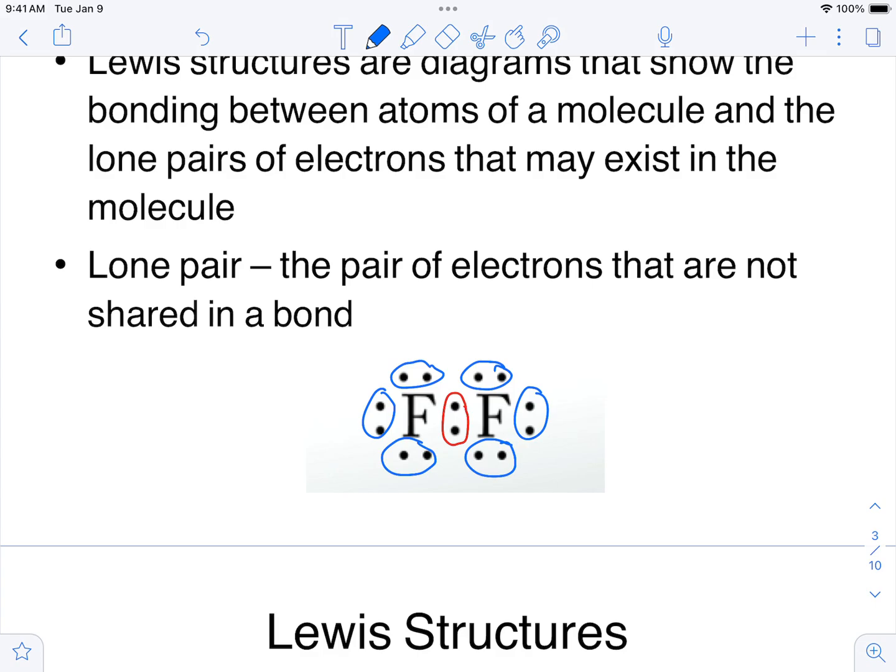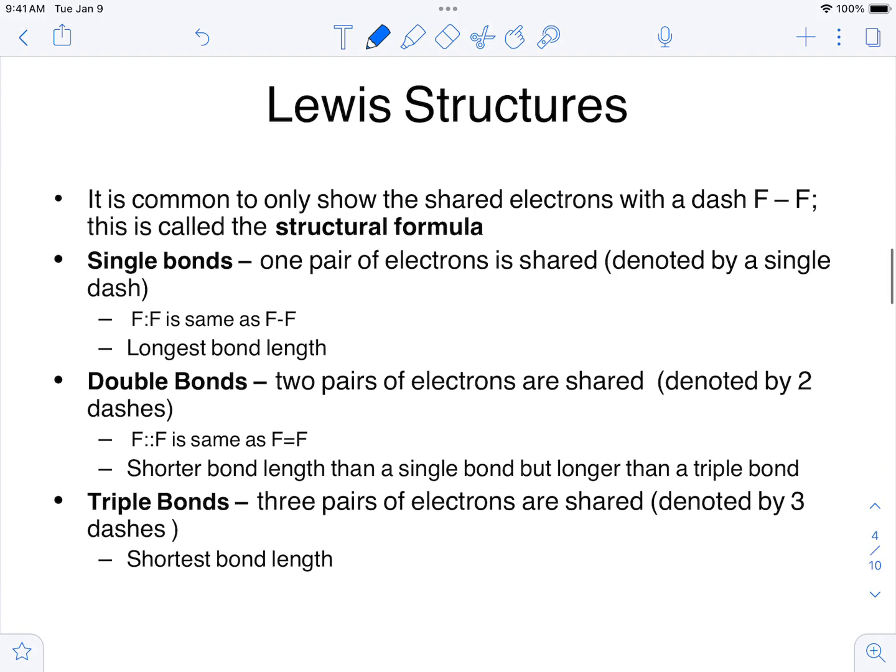Another way of writing this diagram, which you will see, would be replacing the shared electrons with a dash. That dash represents a bond, and in this case, a single bond. And you will see that on the next slide. So a single bond is when there is 1 pair of shared electrons. Single bonds are the longest bond length.